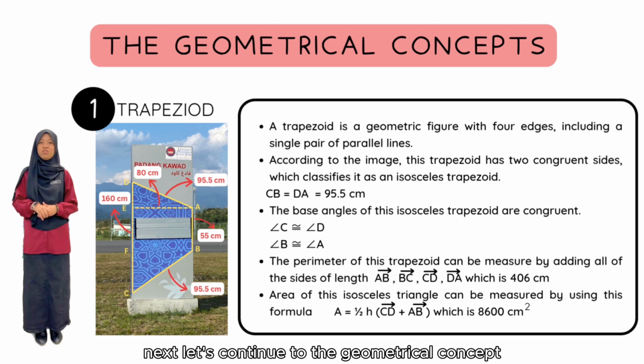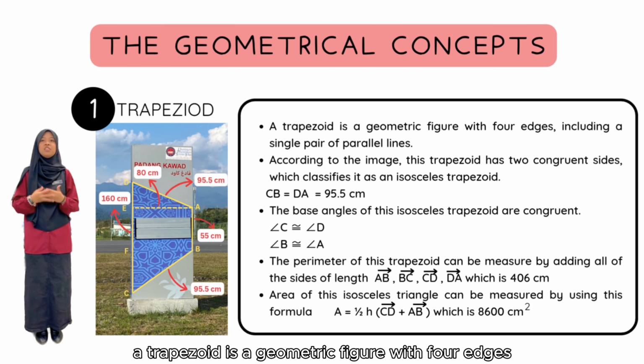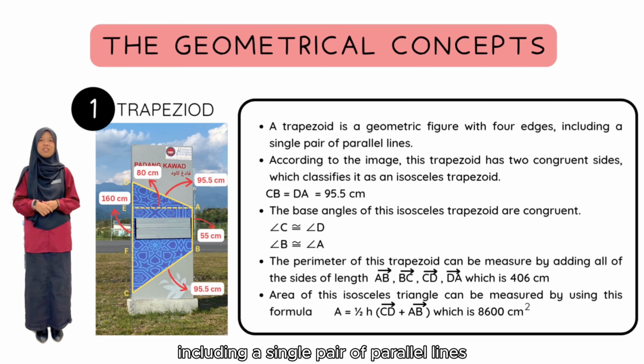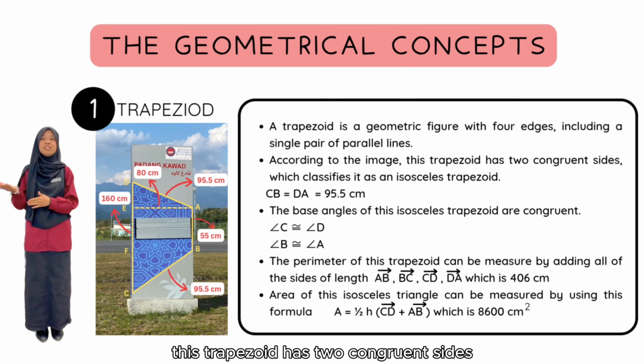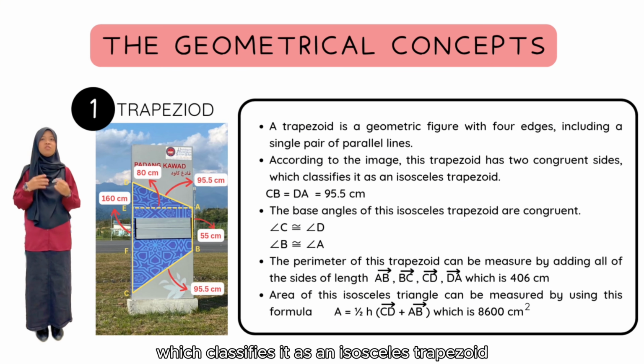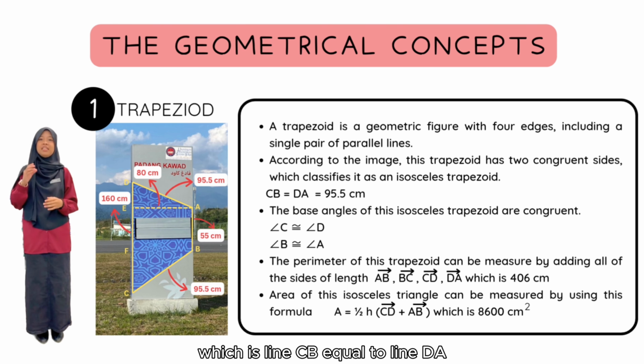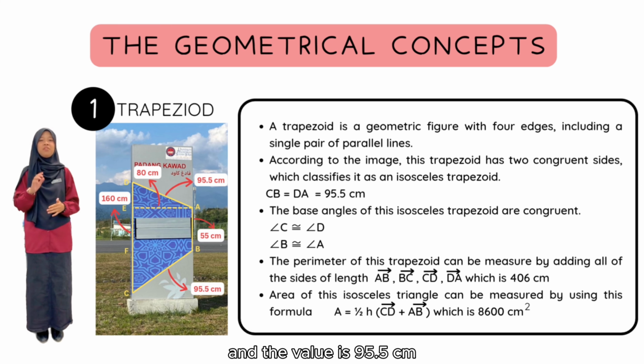Next, let's continue to the geometrical concepts. The first object is the trapezoid. A trapezoid is a geometric figure with four edges, including a single pair of parallel lines. According to the image, this trapezoid has two congruent sides, which classifies it as an isosceles trapezoid, which is line CD equal to line DA, and the value is 95.5 cm.